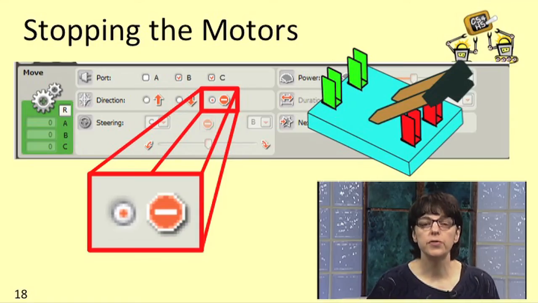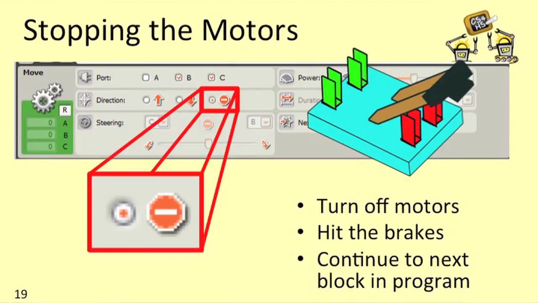If you want to tell the motors to stop later, you select this option, which, as far as I'm concerned, looks much more like a do not enter sign than a stop sign. But if you select that stop sign-like thing in the Move Blocks control panel, that tells the NXT to turn off those motors, hit the brakes, and to continue to the next block in the program.